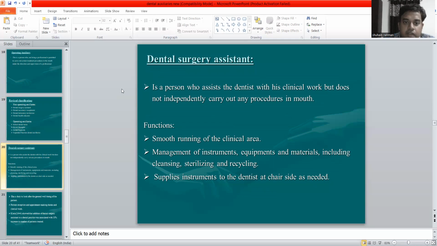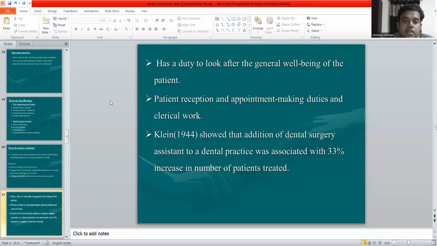So every clinic will be having a dental surgery assistant, otherwise it will be difficult to manage a clinic. They have a duty to look after the general well-being of the patient. Patient reception, appointment making, and clerical duties will be done by this particular group of people. Klein in 1944 showed that the addition of a dental surgery assistant to a dental practice was associated with a 33% increase in the number of patients treated. Obviously, if a person is there to help you, your time is going to be saved.